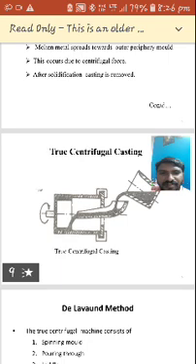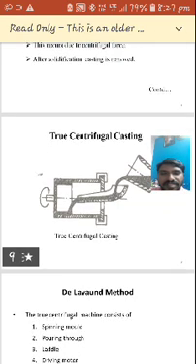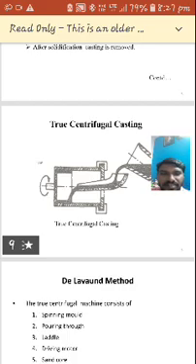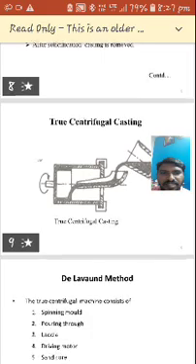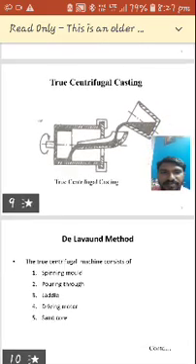If there are any impurities, they are pushed toward the axis of the mold, so they can easily be removed due to the centrifugal force. That is the centrifugal casting figure and its explanation.